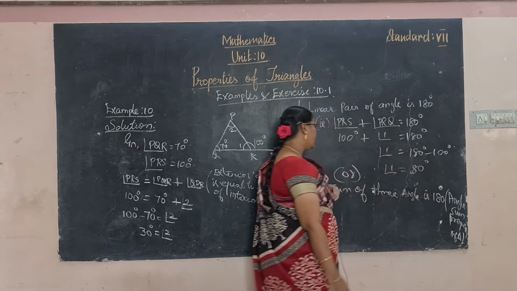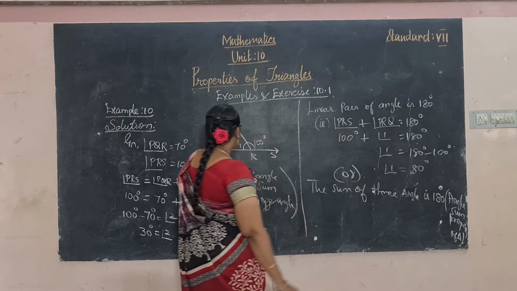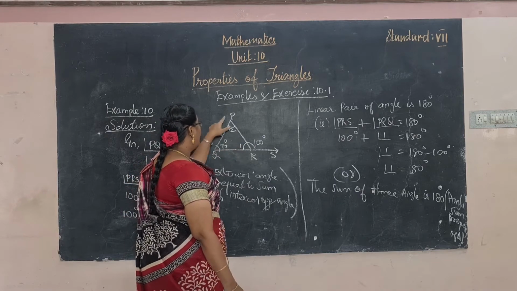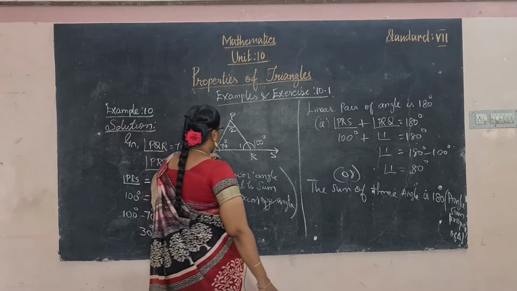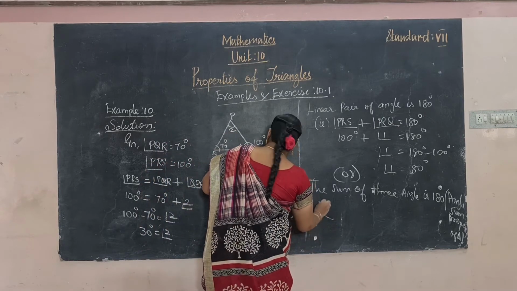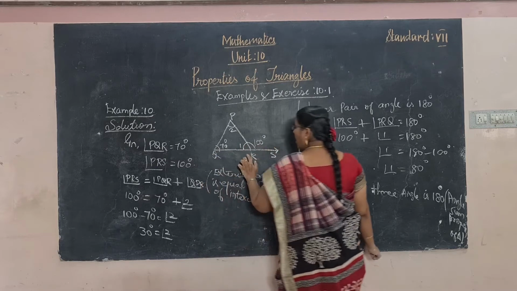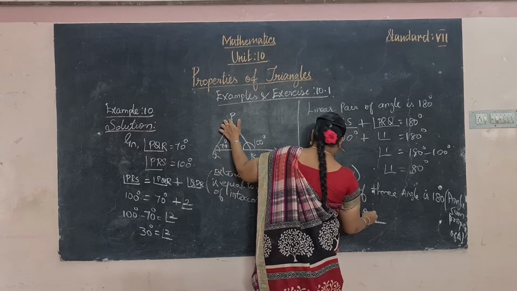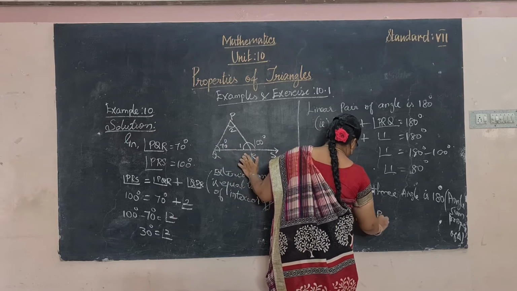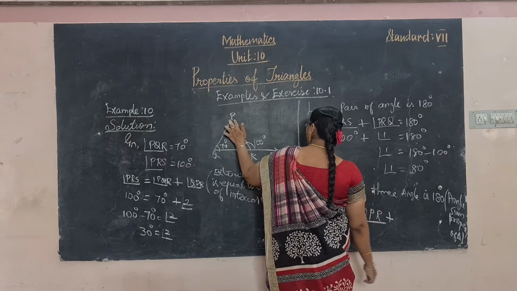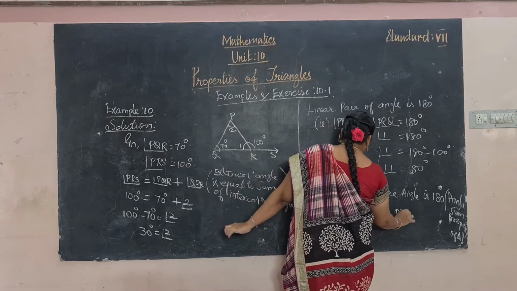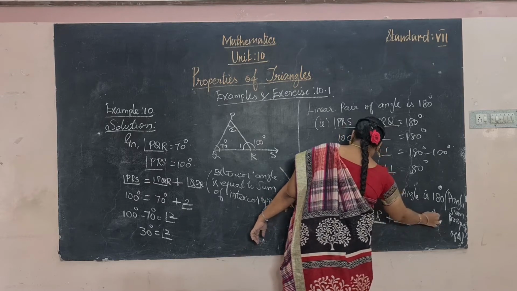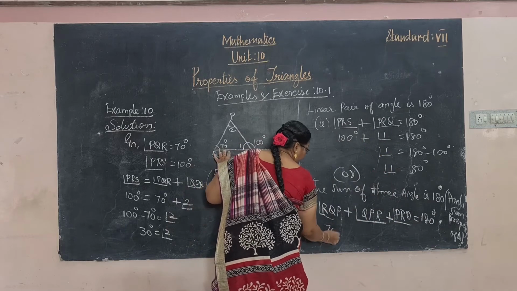Angle sum property of triangle. So the sum of the angles. What are the angles? Here angle PQR, QPR and PRQ. So from here, RQP plus QPR plus PRQ equal to 180 degree. So Q value is 70 degree.